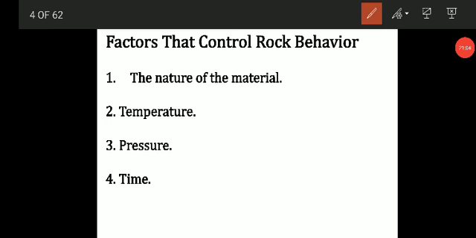Then the next factor is the pressure. High confining pressure again favors the plastic behavior of the rock. During burial of the sediments, both the temperature and pressure go on increasing, and both these factors promote the plastic type of deformation. So if the rocks are deeply buried, they have a great tendency to bend or flow compared to shallow rocks. So that is how the pressure affects the rock.